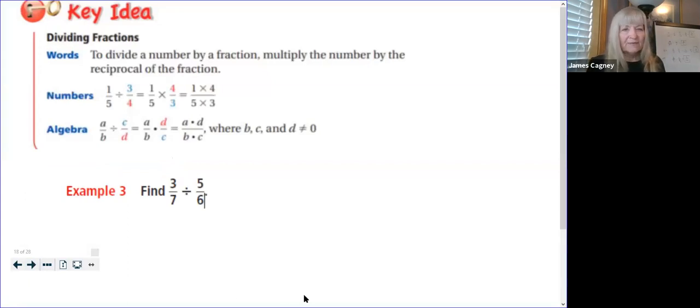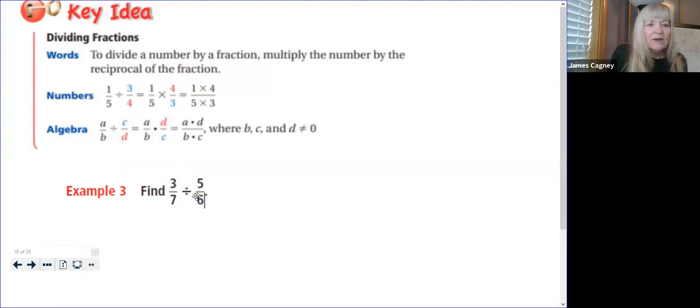We're going to look at dividing. To divide a number by a fraction, multiply the number by the reciprocal of the fraction. So 2 ways to think about this. This is really interesting that they wrote it this way. I'm going to show you 2 different ways to write this because this is not how I think about it.